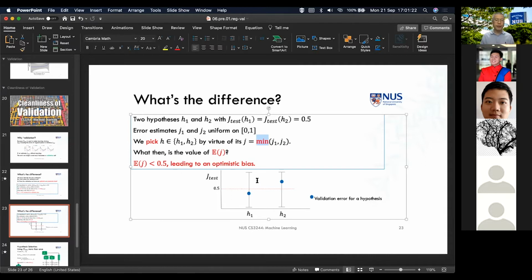You can think about this as, all things being equal, I'm taking draws from a Gaussian distribution. If I'm using that Gaussian distribution centered at 0.5 to pick a hypothesis, I will pick the one with minimal error, and that's going to lead me to an optimistic bias. Because again, I'm using the validation error on these two hypotheses to decide the set of parameters that I'm going to apply. So that's why it's an optimistic bias.